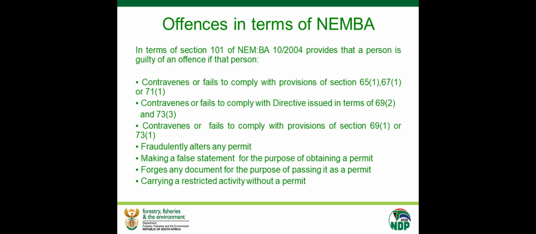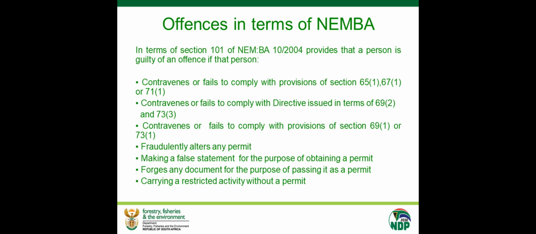So in terms of section 65, a person is not allowed to conduct restricted activities involving a specimen of an alien species without a permit. So this permit, when Lusanda was busy with the presentation, she talked about the permit. You must have a permit before you bring the species or conduct restricted activities. Section 67, subsection 1: a person is not allowed to conduct restricted activities involving prohibited alien species.